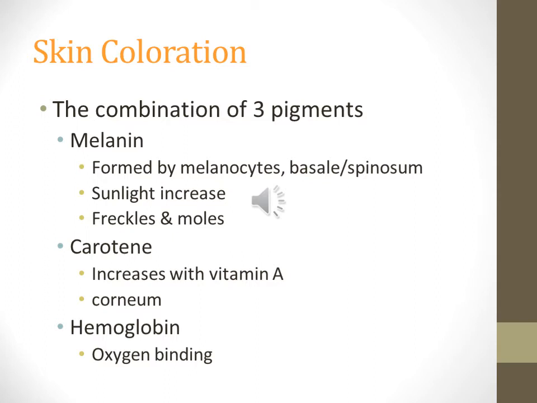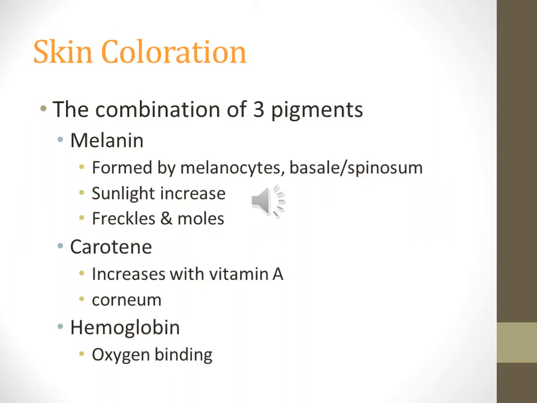So your actual skin coloration is a combination of 3 pigments in addition to all the genetic information. But 3 pigments that you see listed here: melanin, carotene, and hemoglobin. The pigment melanin, the color ranges from yellow to reddish brown to black. It's formed by the melanocytes in your stratum basale or your stratum spinosum. Sunlight's going to increase melanin production and essentially tanning, and that to protect cells, the DNA, from UV light. And freckles and moles have to do with local accumulation of melanin.